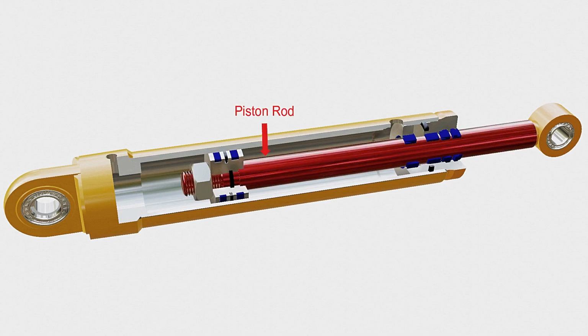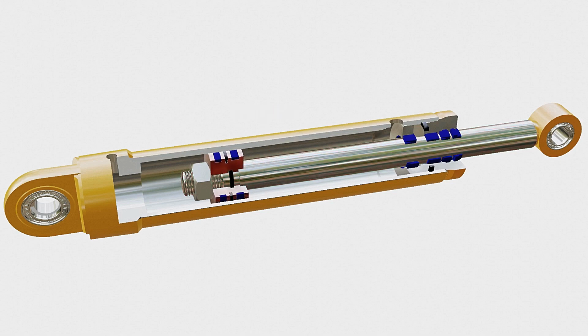A piston rod extends from inside the cylinder through the head. It transfers the force from the cylinder to the equipment on which the cylinder system is used. A piston is attached to the piston rod. It separates the cylinder bore into two compartments and reciprocates back and forth when the pressure is developed on any side of the cylinder chamber.